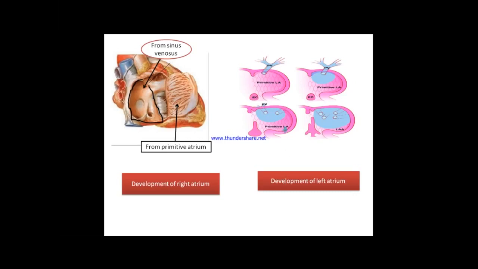So this is the primitive left atrium. This blue area is the part which is smooth, which is developed from the pulmonary veins.